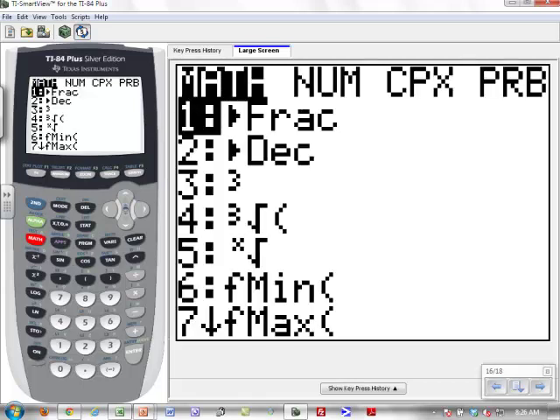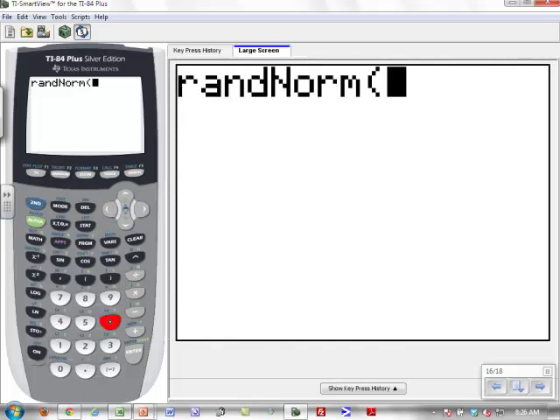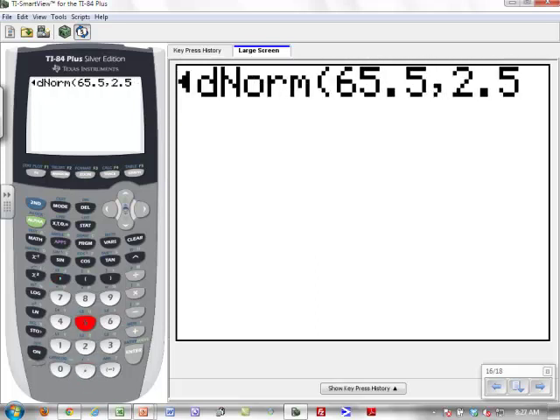Math. You get that menu. PRB, Probability. Option number 6 is rand normal. Rand normal says I want to create a bunch of random numbers, but they are going to follow a normal distribution. Let's do randomly chosen females, and we're measuring their height. I say that the mean of this normal distribution is going to be 65.5. The standard deviation is going to be 2.5.